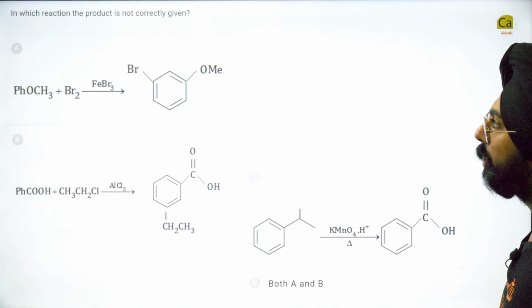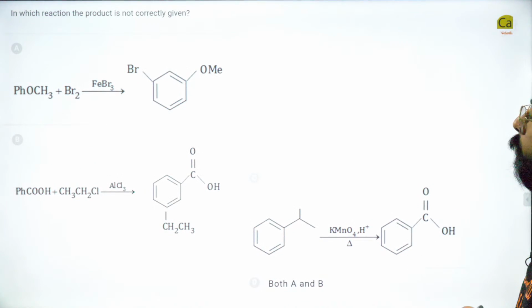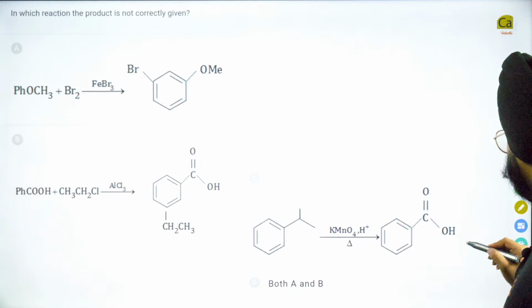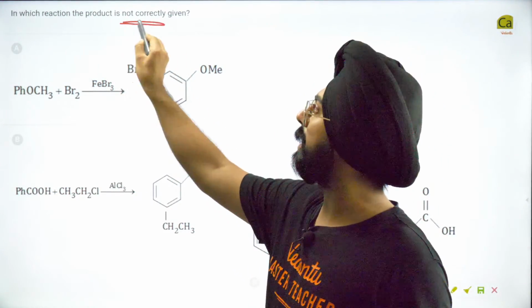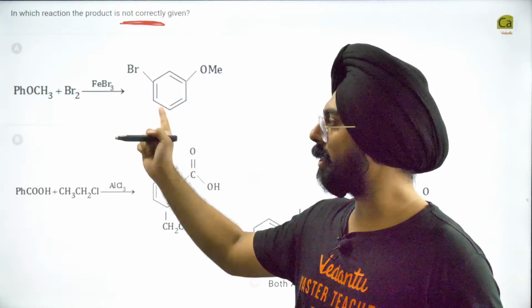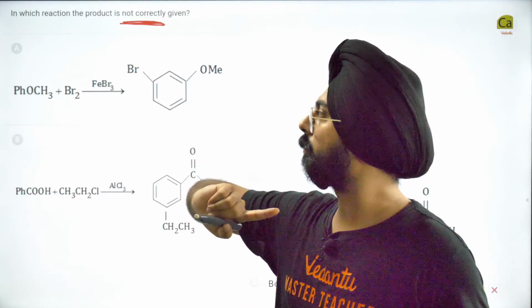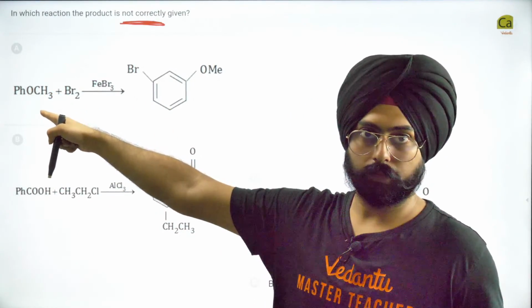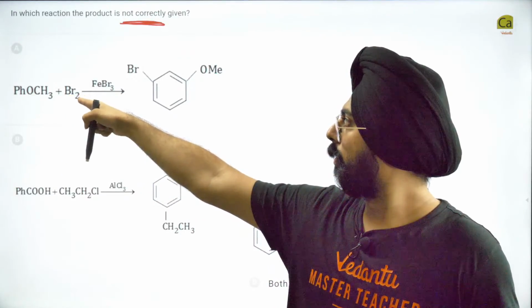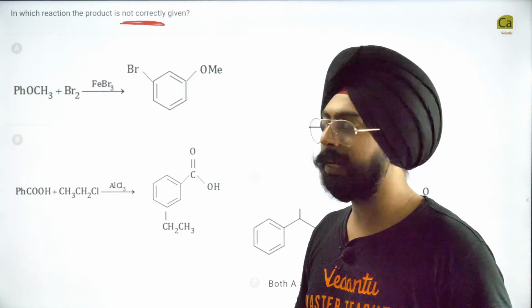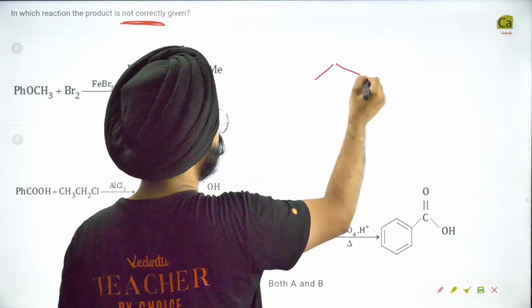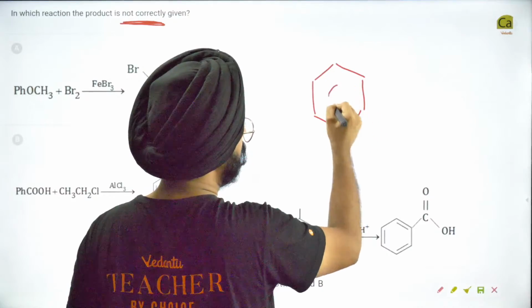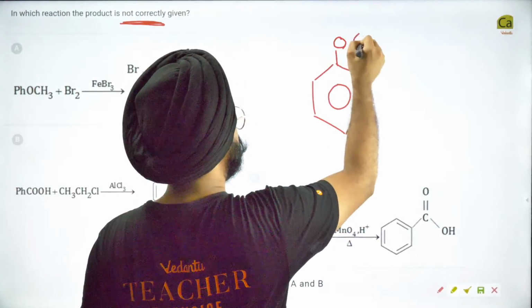Anyway, let's move on. In which reaction is the product not correctly given? It asks for the incorrect one. First reaction is PhOCH3 reacting with Br2 in the presence of FeBr3. Let's try it. You have been given methoxybenzene, OCH3.